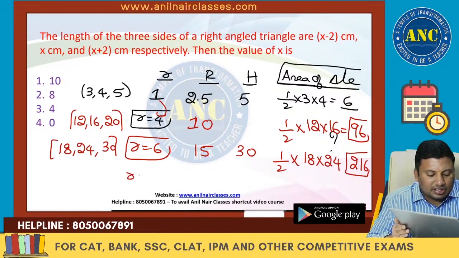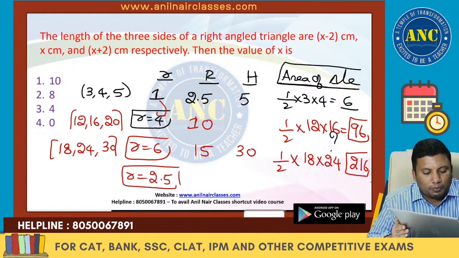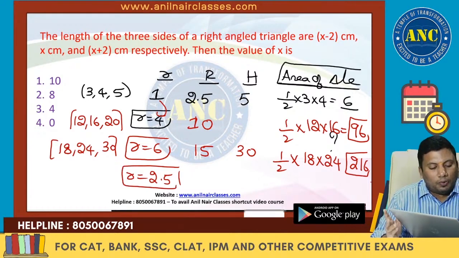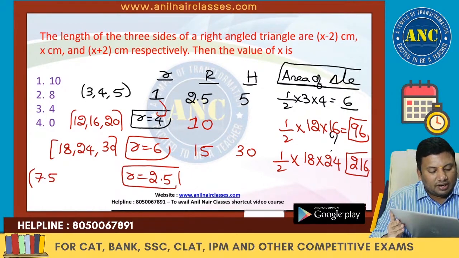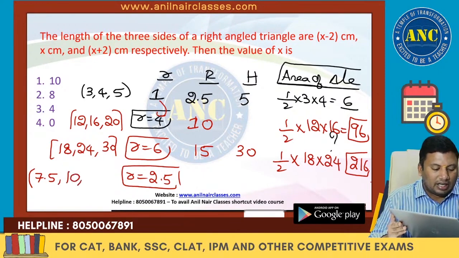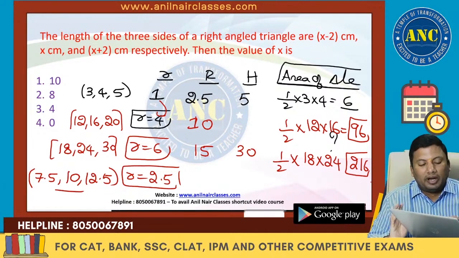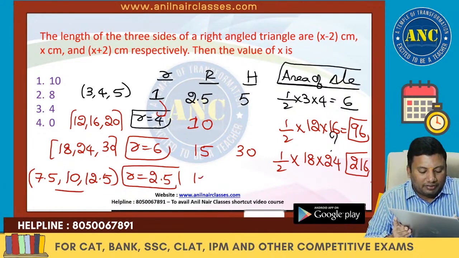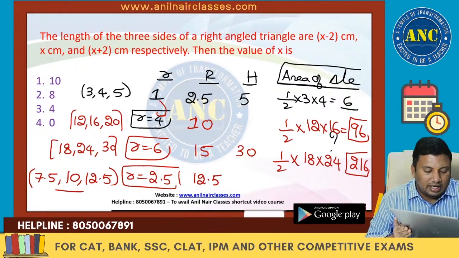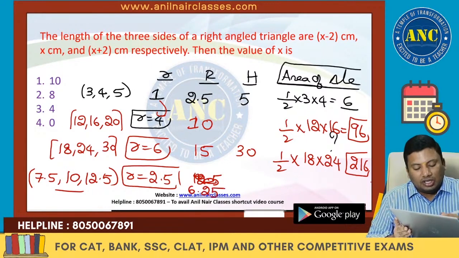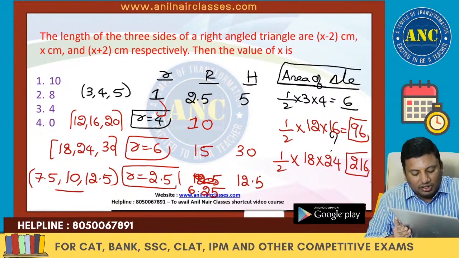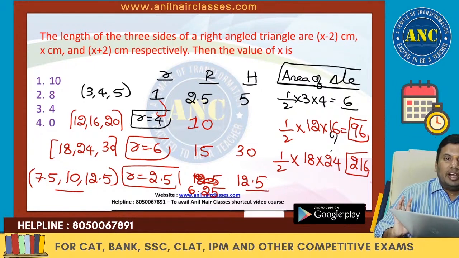If the inradius is 2.5, then 1 is becoming 2.5, and the sides are 7.5, 10, and 12.5. The circumradius is 2.5 times 2.5, which is 6.25. Hypotenuse is 2 times the circumradius, which is 12.5. I hope the idea is clear.